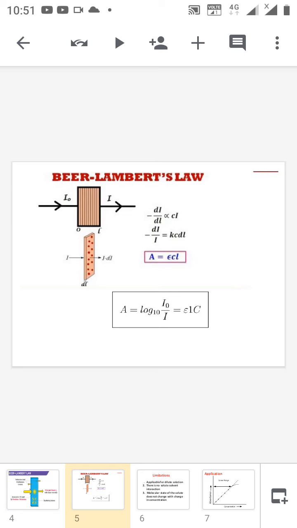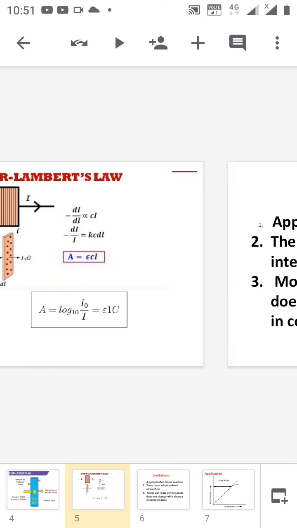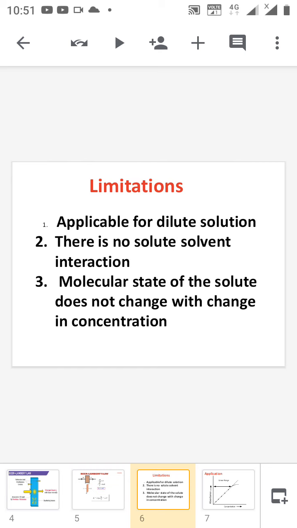Instead of the absorbance, we can use the transmittance. Transmittance is just the reverse of absorbance, that is T = 1/A. Now we are moving on to some of the limitations of Beer-Lambert's law. Beer-Lambert's law is only applicable to dilute solutions. There should be no solute-solvent interaction in the solution, and the molecular state of the solute should not change with change in concentration. In these conditions, Beer-Lambert's law cannot be applied.